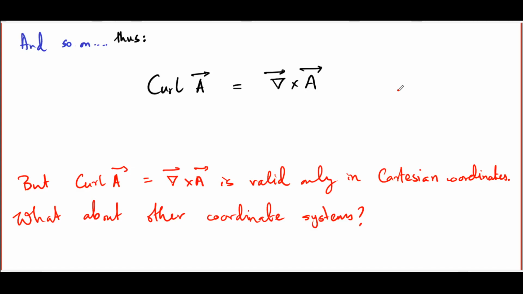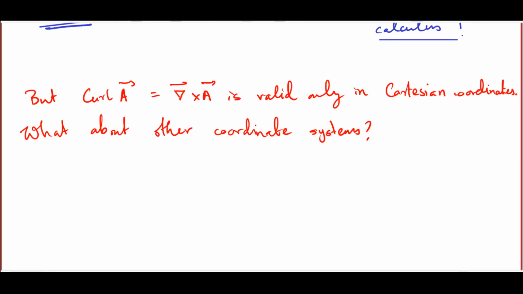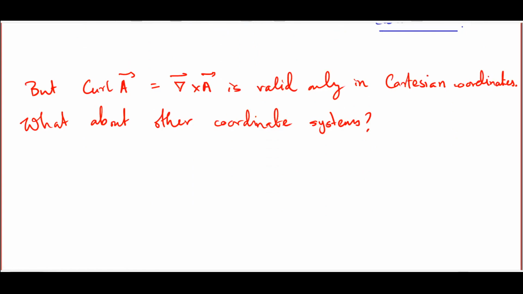So now we come back to the question that we had raised earlier, the one that we are going to address in the rest of the lecture. Curl of A is del cross A only in Cartesian coordinates. What about other coordinate systems? In particular, what about other orthogonal coordinate systems? Let me remind you that in a general orthogonal coordinate system in 3 dimensions, a given point would be described by 3 numbers, q1, q2, q3. These are the 3 coordinates.